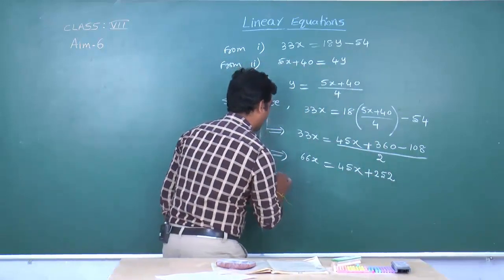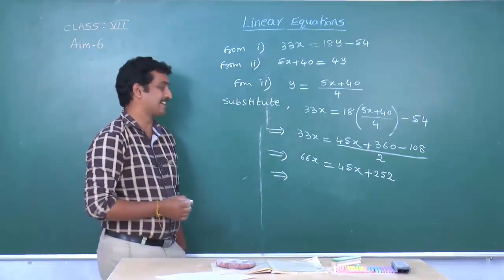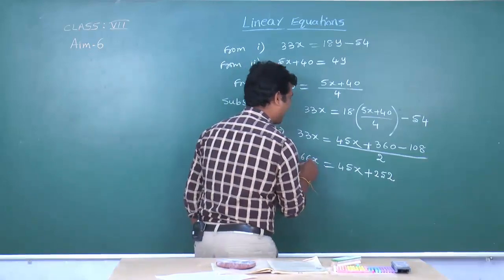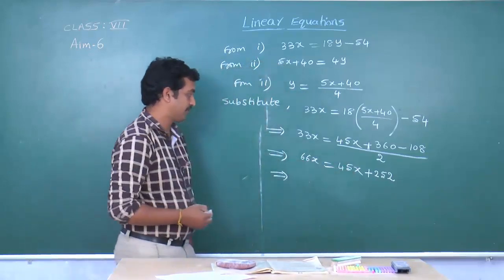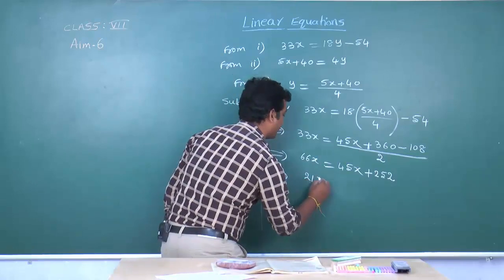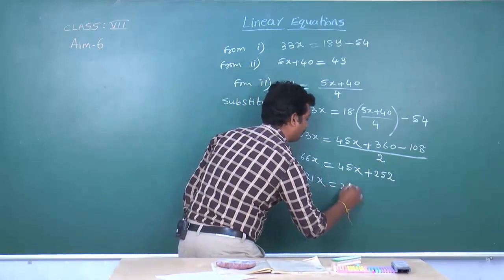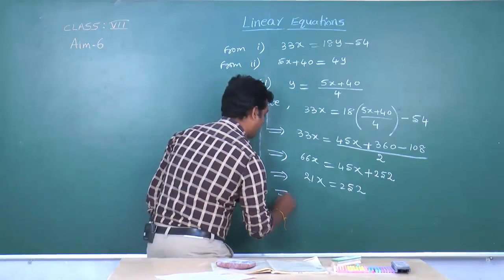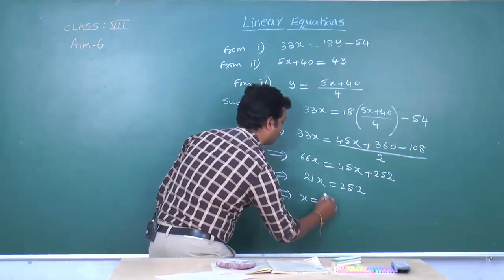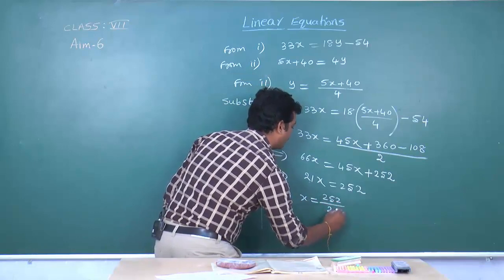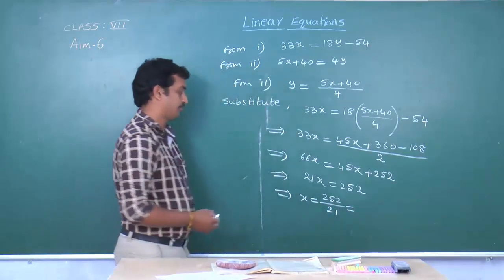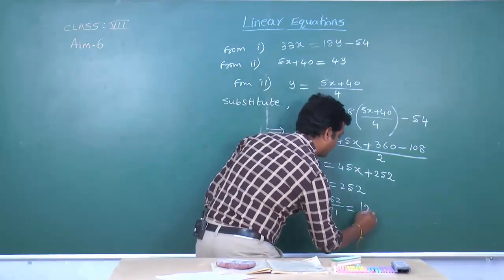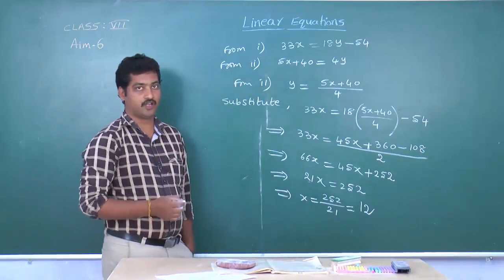Now that implies that 66x minus 45x, what is its value? 66x minus 45x is equal to 21x, which is equal to 252. Now find x value. Therefore, x is equal to 252 by 21, which is equal to how many times? 21 times 12 is 252. Therefore, x is equal to 12.